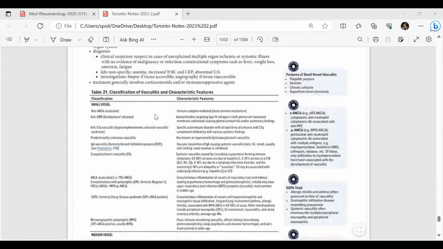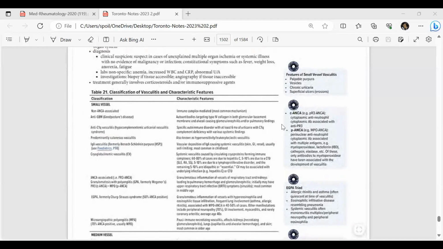Okay, non-ANCA associated: immune complex mediated is the most common mechanism. Anti-GBM, Goodpasture disease: antibodies targeting type 4 collagen in both the glomerular basement membrane and alveoli, causing glomerulonephritis and pulmonary findings. It means that the lungs and kidneys will be involved. Anti-C1q vasculitis: a specific autoimmune disorder with at least 6 months of urticaria. And these are the different types we can just read.